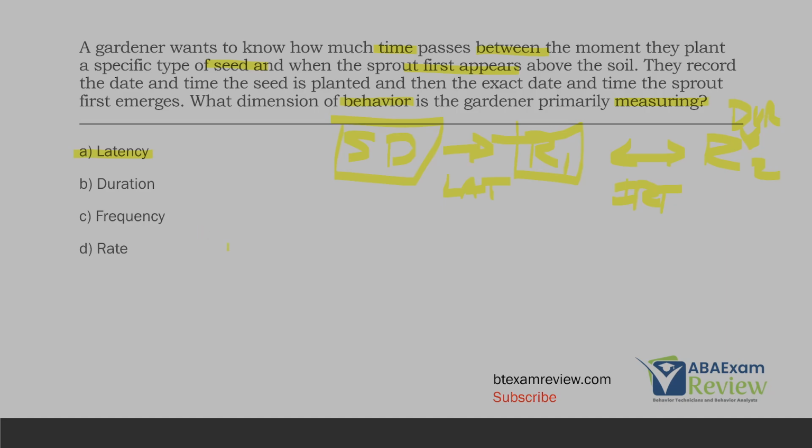Frequency and rate are both measuring a count, and we're measuring time. So the dimension we're looking at is latency. Again, not a standard clinical question, but when you are thinking about ABA and preparing for your exam, try to apply ABA in your real life day-to-day situations. It's going to make you better as an RBT.